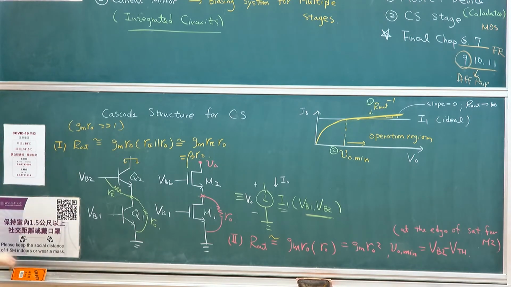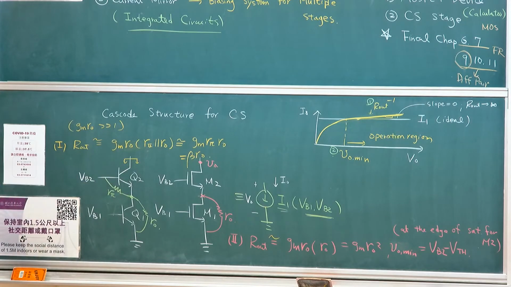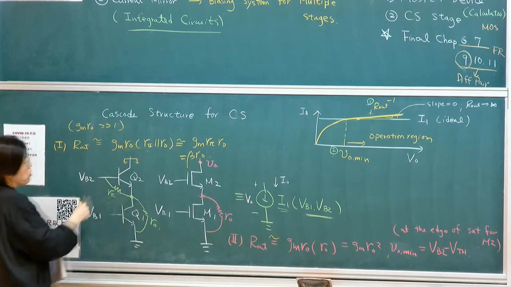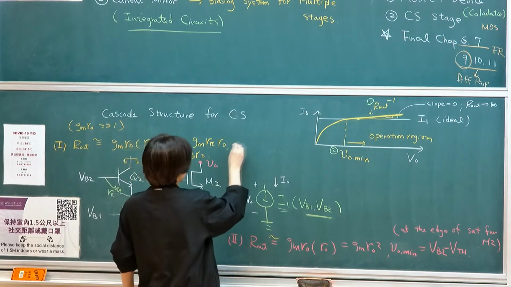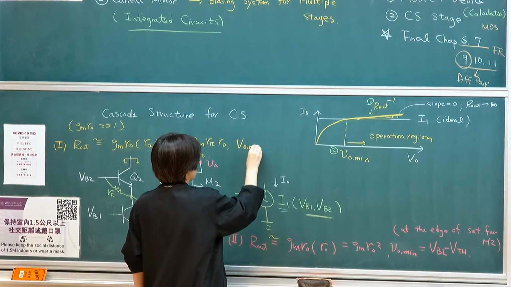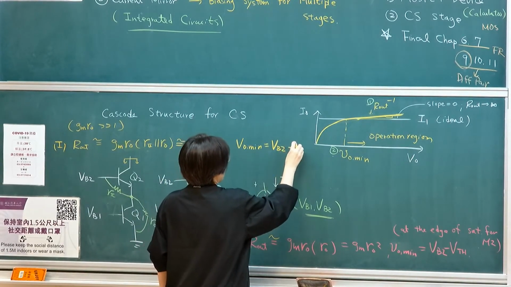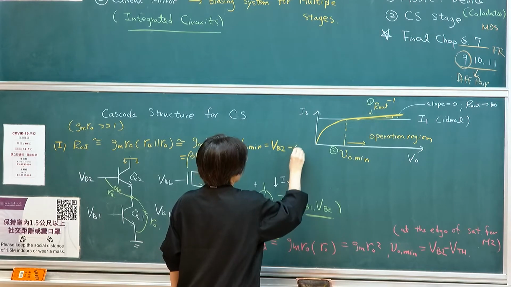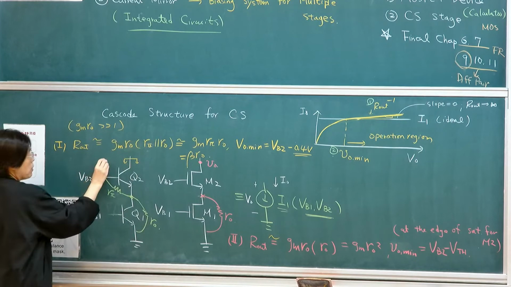So for the BJT version, it's the same thing. We know that for this BC junction to remain in saturation, this BC junction should be forward biased by less than 0.4 volt. So for this case, you would then have VB2. So VO minimum for the BJT will then be VB2 minus 0.4 volt. So this is the BC junction, this VBC.